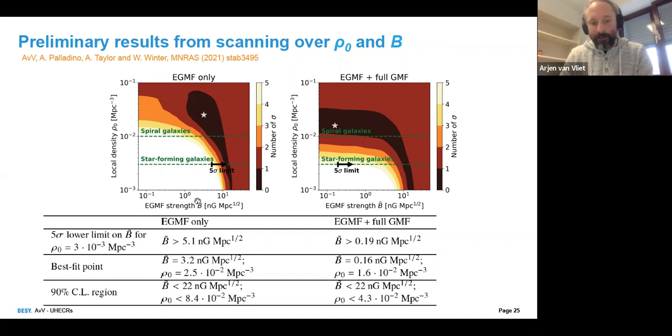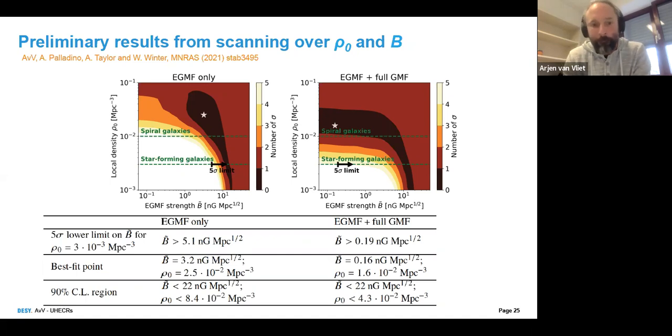But this is really the combination of magnetic field strength and coherence length, which is what influences the amount of deflection that you expect for ultra energy cosmic rays. And sorry, these fields are all pervaded; they're everywhere, right? They're everywhere. Yeah.